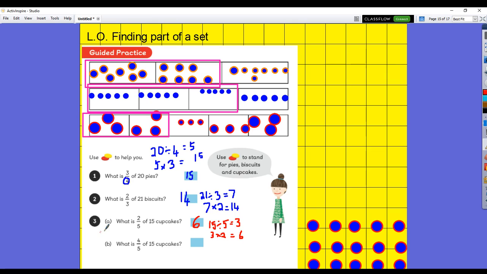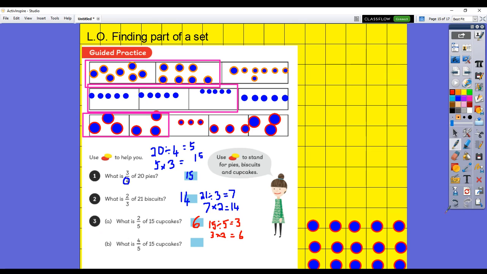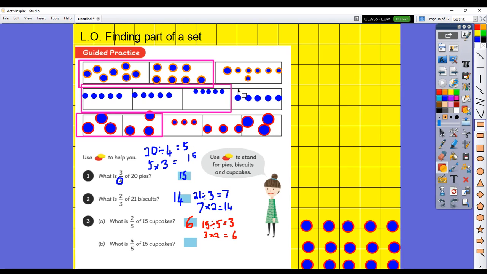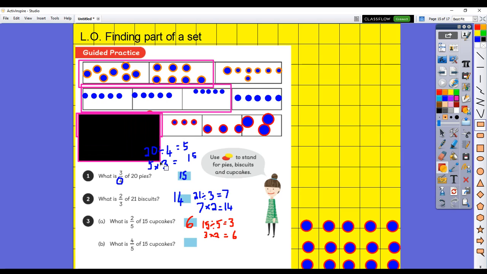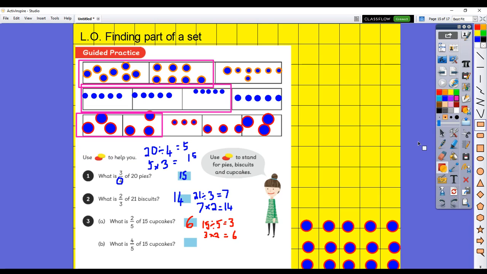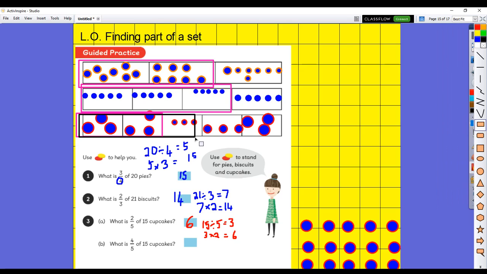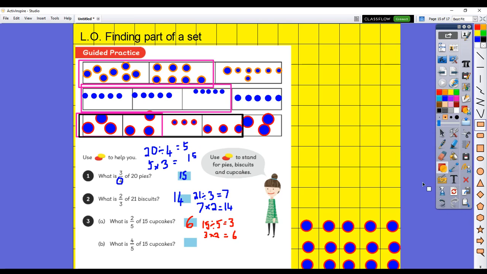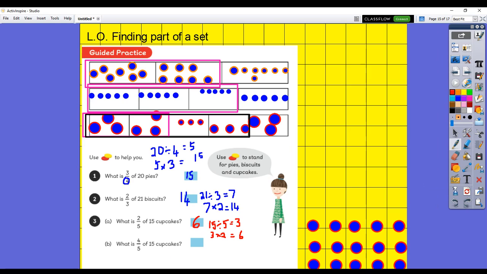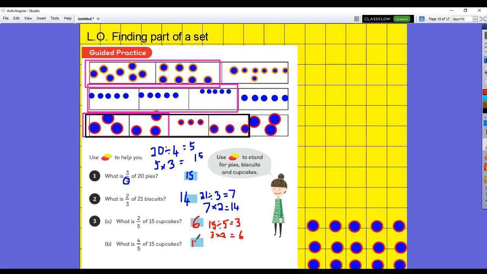So now we can use the same bar model. What is 4/5 of 15? Well, we've already got 2. Okay, let me change my colour box. We've already got 2 here. Oh, we don't want that one. So we now need to work out what 4 is. So we got 3, 6, 9, 12. So 4/5 of 15 is going to be 12.